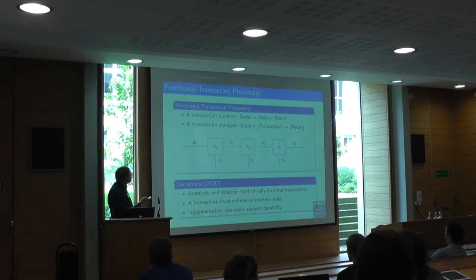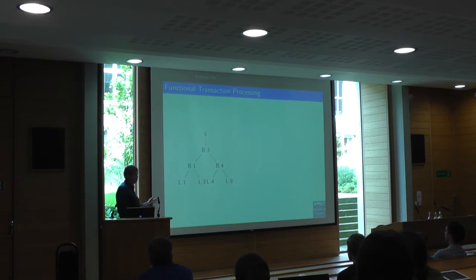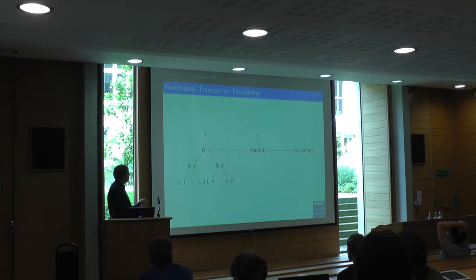You might ask, what about concurrency? Because it's not a system, this is just a serial execution of transactions. Well, here's an example. This is a graph, a state that represents some set of numbers. Let's say a transaction creates a new state, which decrements all the values. And we have another transaction which creates a new state that contains the values up.